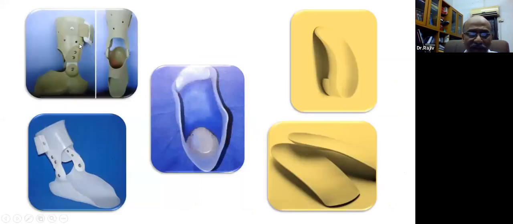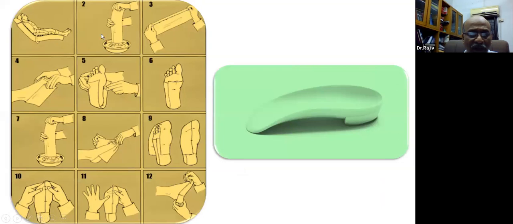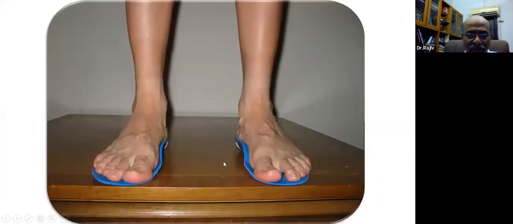And these are the various customized orthotics which are being used for flat foot. You also take the mold of the foot and prepare such customized footwear. This is the customized mold which is correcting the arch of this patient.